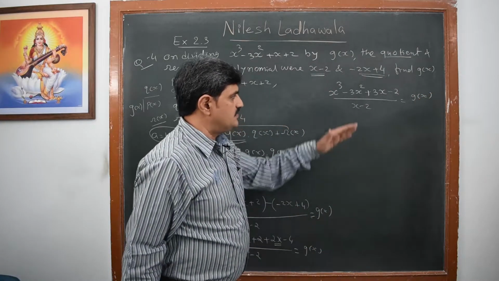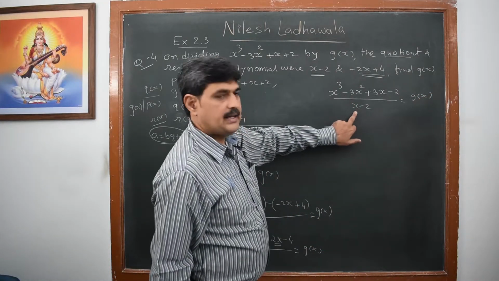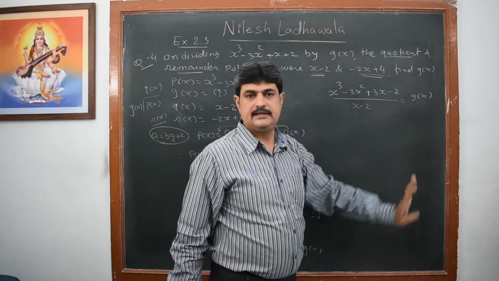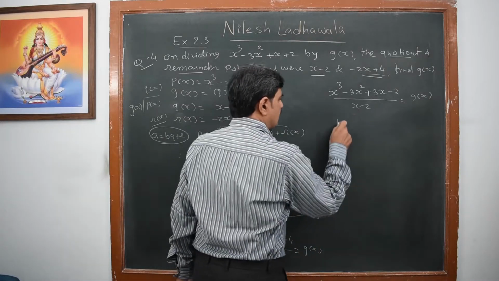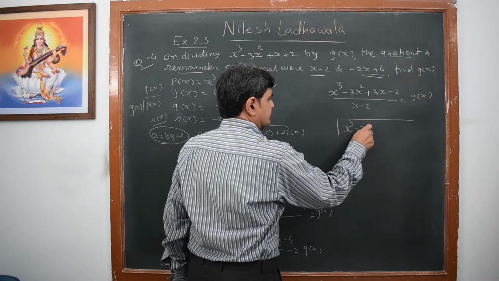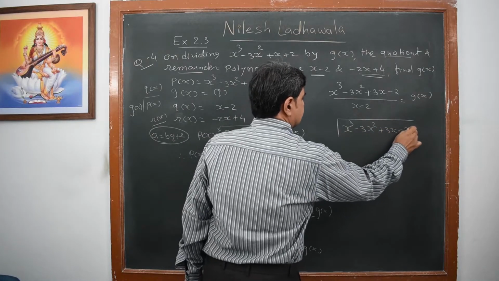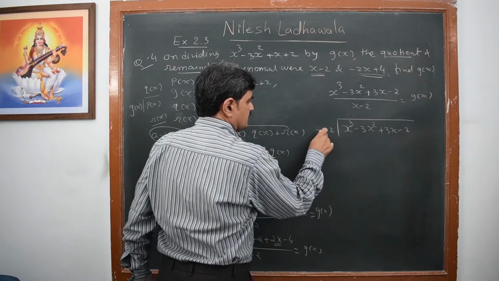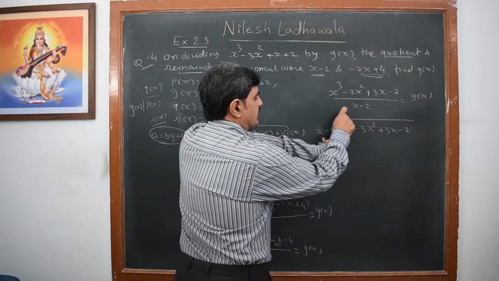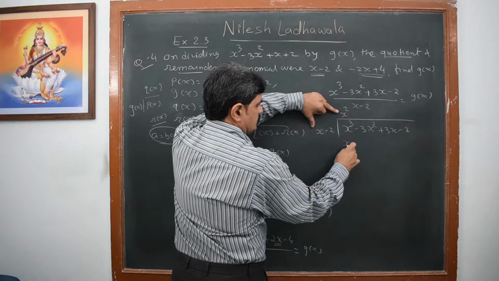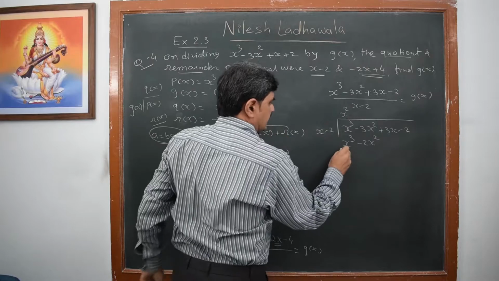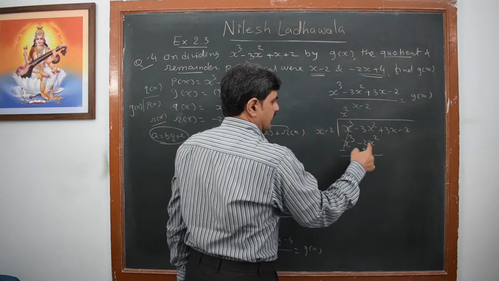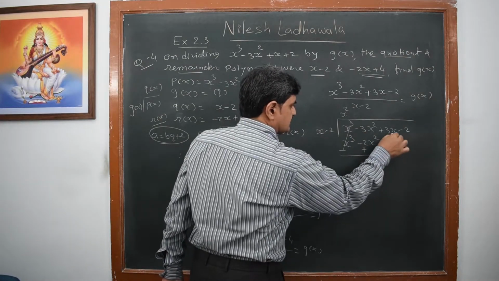So to find g of x, we have to divide the polynomial by x minus 2, and the quotient polynomial will be our answer. So now I will divide x cube minus 3x square plus 3x minus 2 by x minus 2. Again, first I have x and I want x cube, so I have to multiply it with x square. So now x cube minus 2x square. Now I have to change the sign. X cube is cancelled. Minus 3 plus 2, that will be minus 1.